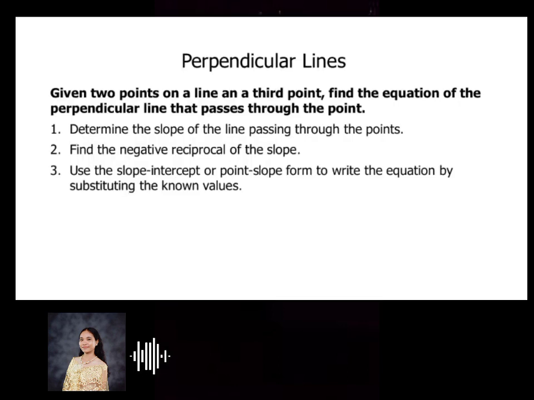Perpendicular lines. Given two points on a line and a third point, find the equation of the perpendicular line that passes through the point. First, determine the slope of the line passing through the points. Then, find the negative reciprocal of the slope. Last, use the slope-intercept or point-slope form to write the equation by substituting the known values.